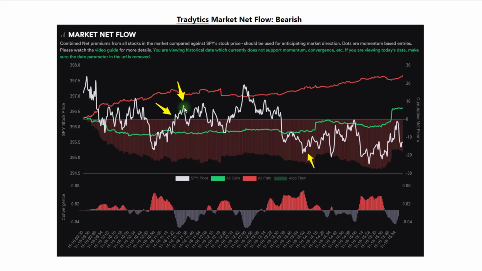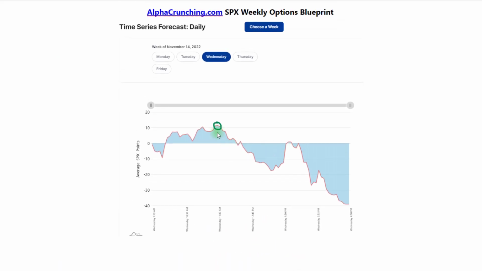And I just want to note here that if we look at this time frame and we looked at the blueprint, we saw that the average movement between 11:40 to the close was about 50 points. We started at positive 10 and went down almost 40. So this is an average movement of a negative 50 point move.